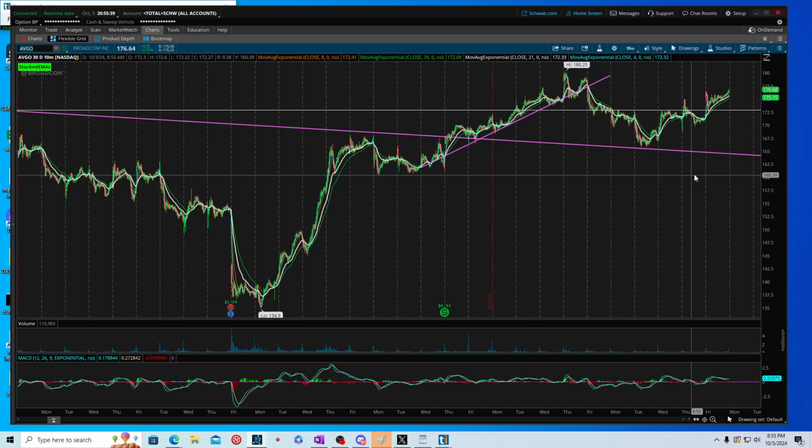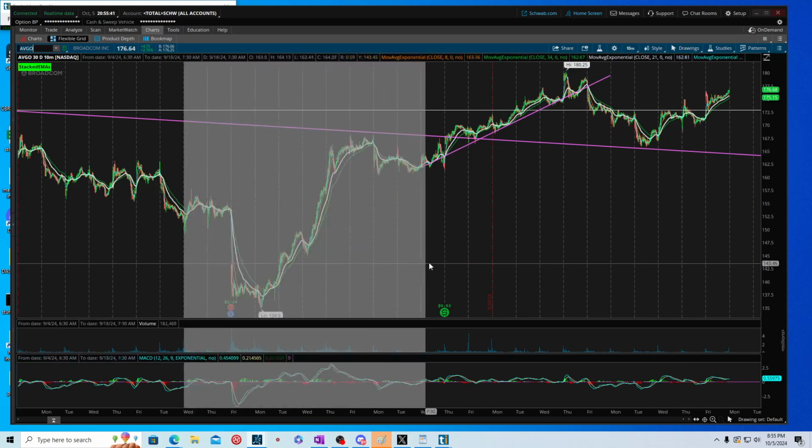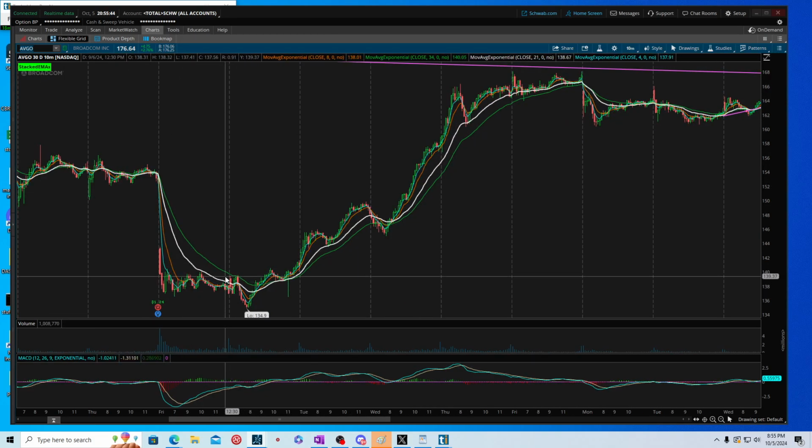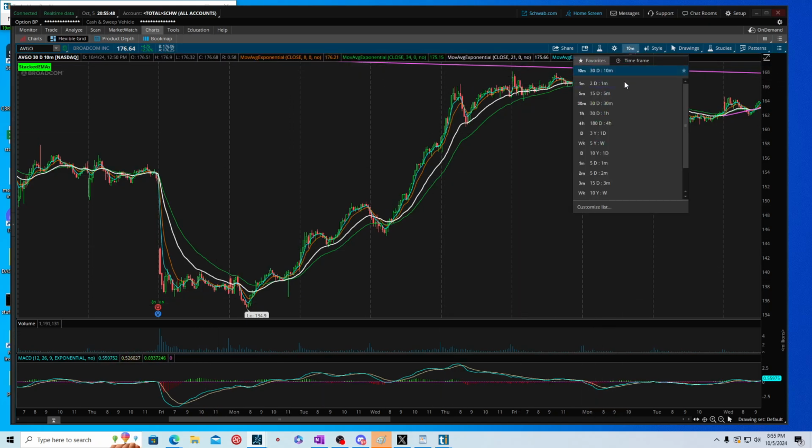I know AVGO like all the time. Look right here. This is a quick one. All right, this is at a key reversal point. Look, 135. Let's go look.